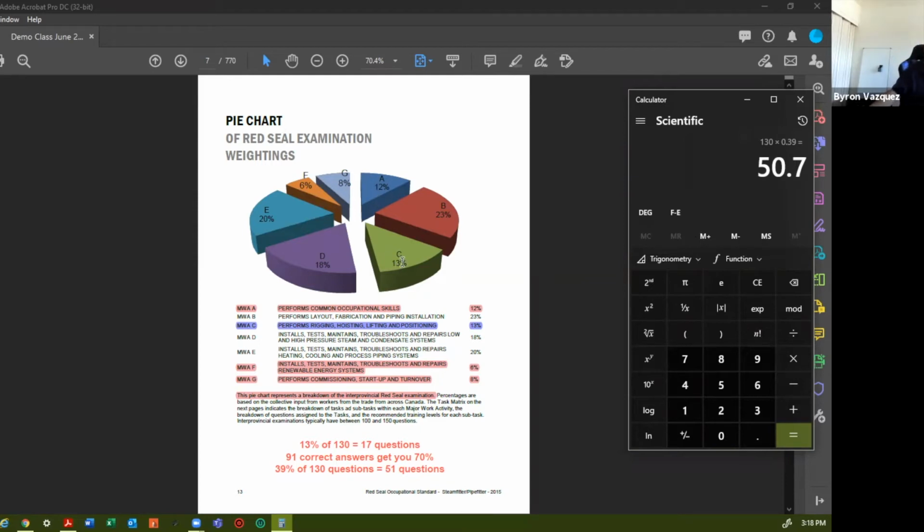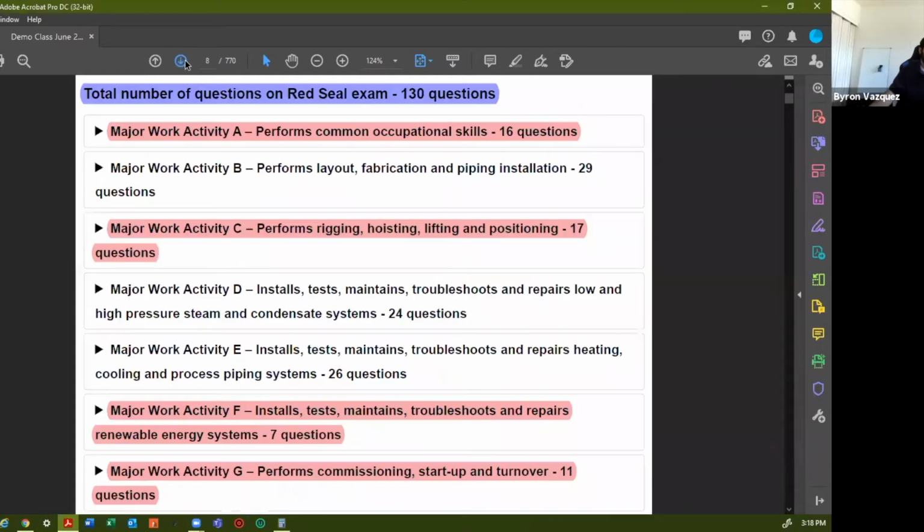So hopefully you feel a little bit better about what you're up against, because what was originally 130 questions is now 80 questions, or 79 rather, since we can pretty much break down these major work activities and master them, and that'll get us more than halfway there. So this is just a breakdown of how many questions those major work activities consist of. A, 16%, F, 7, and G, 11 questions.